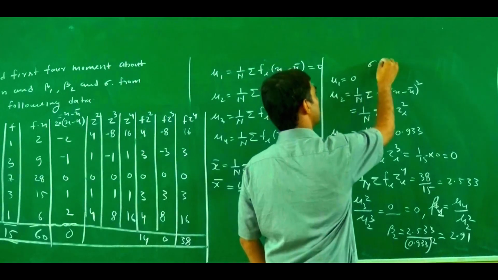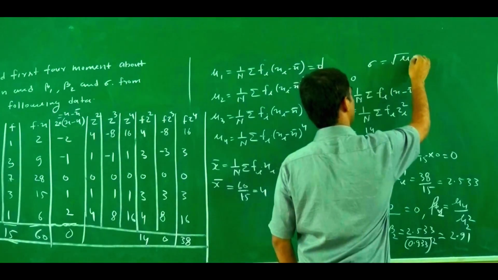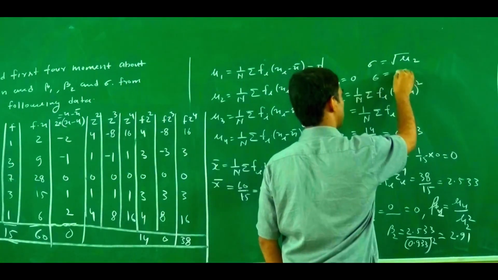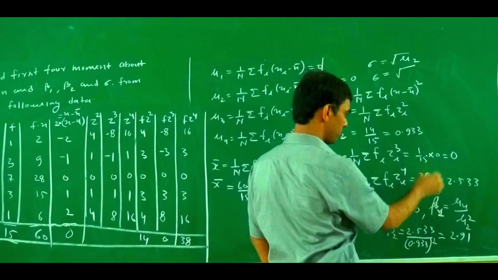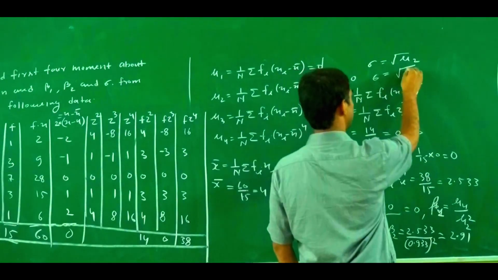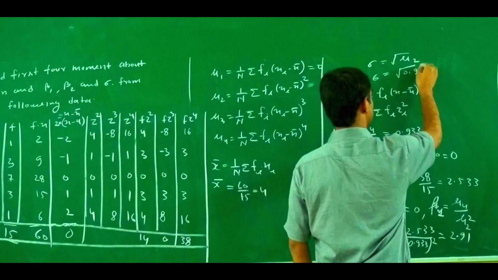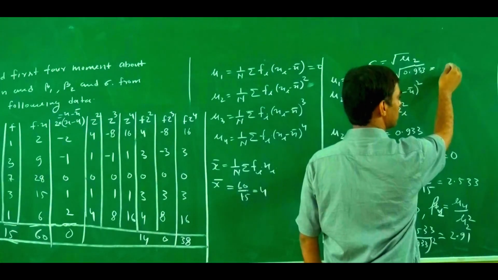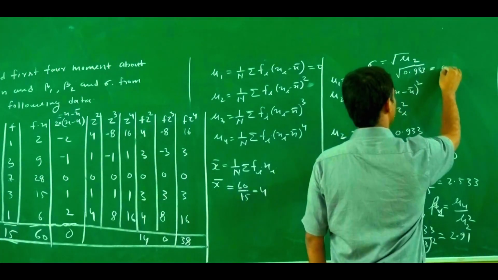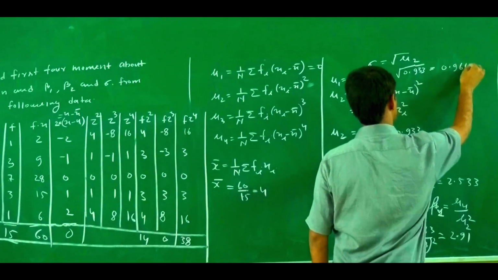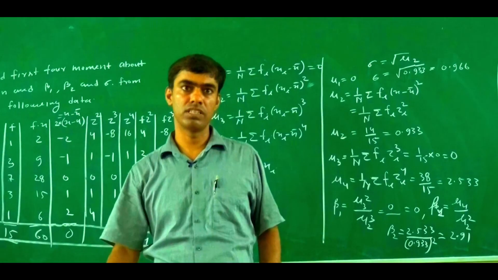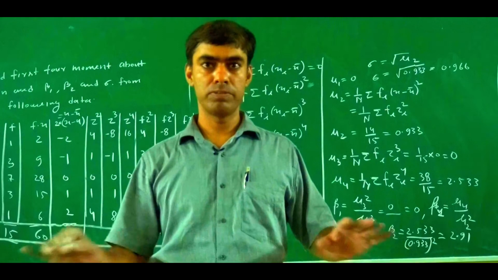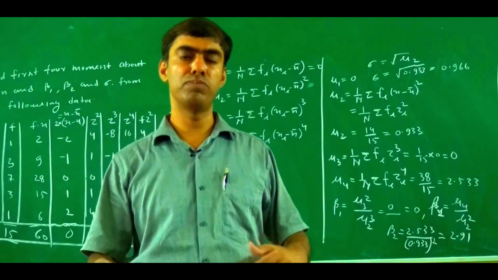Similarly, what is the value for gamma? Gamma equal under root mu2. So what is the value for gamma, under root mu2? Mu2 is 0.93. So what is the value for this one? This one is 0.966. So this one is the procedure for how we find the values of mu1, mu2, mu3 and mu4.